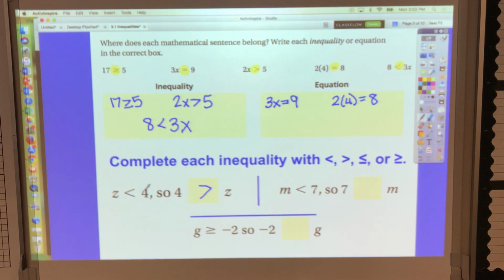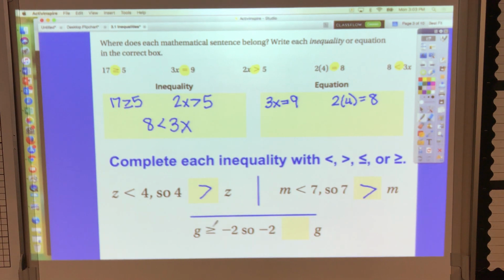Notice how it's opening up over here. That less than sign is opening up towards the 4. And over here, that greater than sign is opening up towards the 4. It always opens to the biggest number. Second one, m is less than 7. So if I reverse that, 7 is greater than m. Here it's opening towards 7. Here it's opening towards 7.